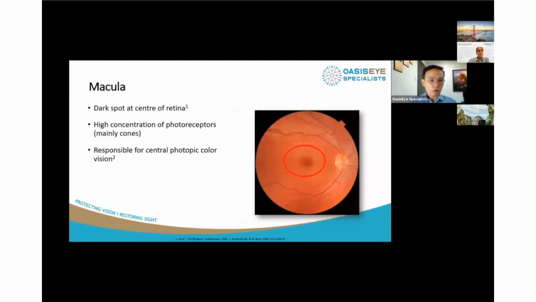If we have a closer look into our eye, when doctors look inside a person's eyes, this is actually what we see. This red circle is what we call the macula, which has the dark spot at the center of the retina we call the fovea. And at this particular area, it has a high concentration of photoreceptors. These cells are responsible for our central color vision.